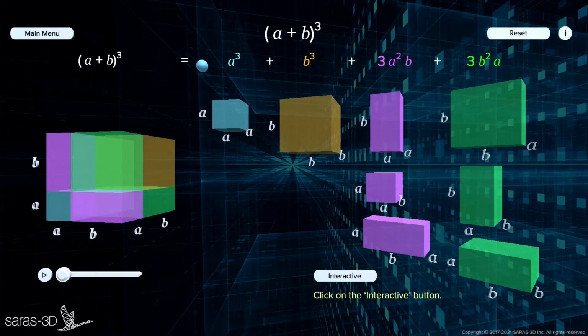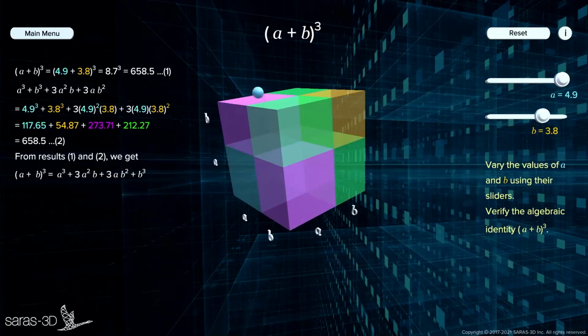This is the expansion of A plus B the whole cube. This is what we had already seen algebraically also. And this is how we can provide its visual proof also. Now let us see if we have any values of A and B, whether this algebraic identity is still true or not. So here, from the sliders of A and B, we have different values of A and B.